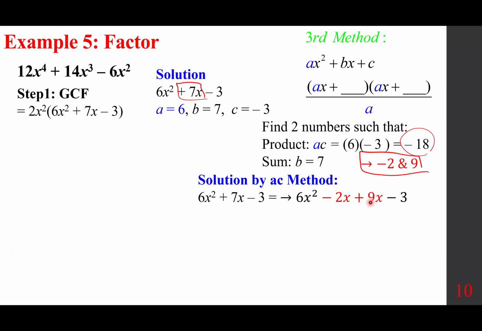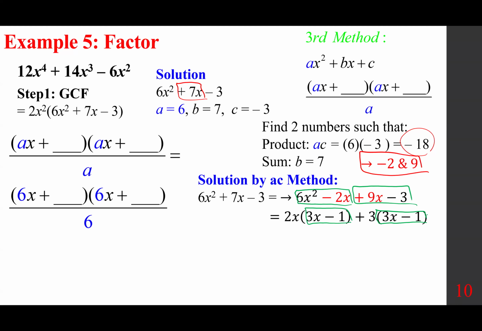So now you have 4 terms, and you are going to do factor by grouping. For these two, 2x comes out, times 3x minus 1. For these two, the number 3 comes out, times 3x minus 1. So 3x minus 1 is in common. What is left is 2x plus 3, and you're done. I want you to know that.